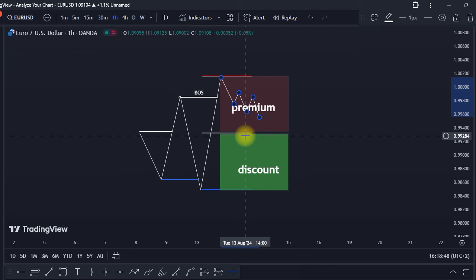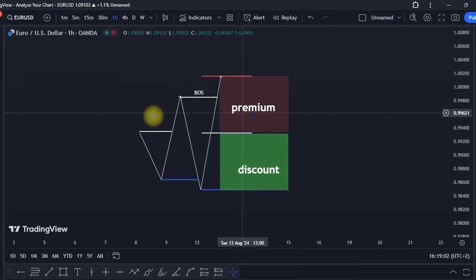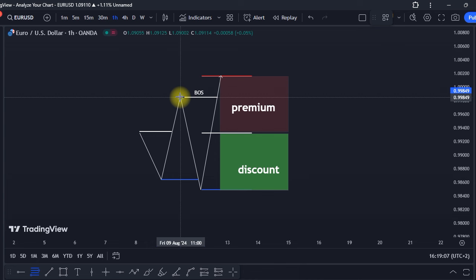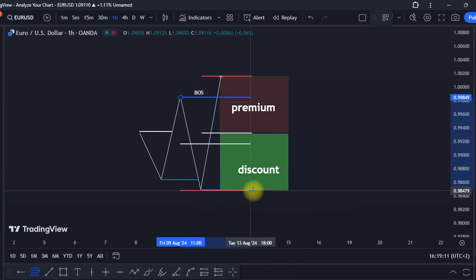So where do we find our buying opportunities? Before we look for any confirmation or any order block or any other point of interest you might use, this is what you can do. You can take again the Fibonacci tool, and you put it from this high, and then you take it to this level over here.